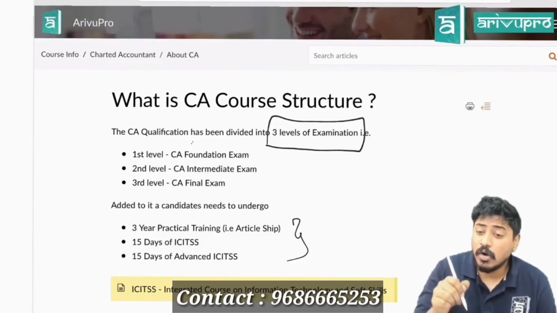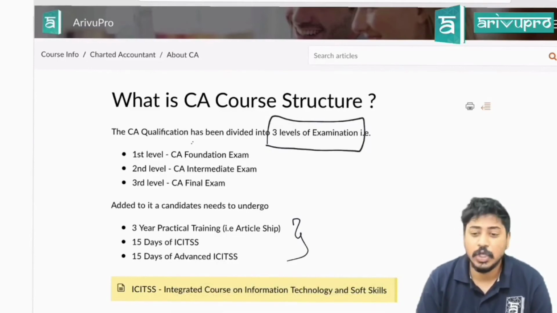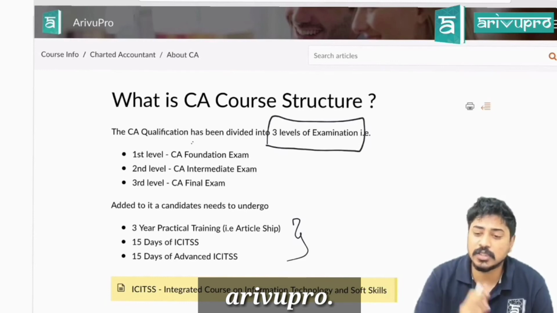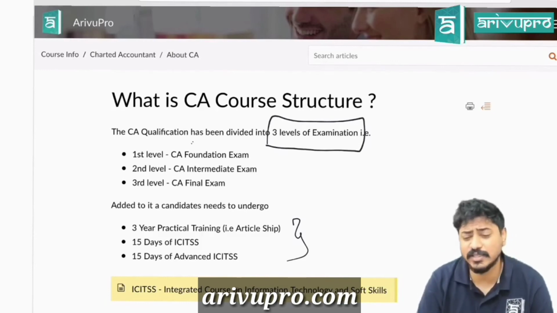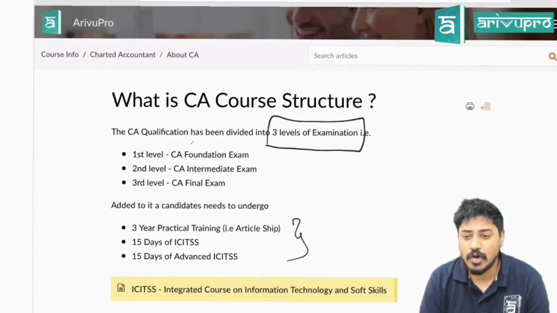So you need to clear all these 3 levels, as well as undergo 3 years of articleship, as well as 30 days of workshop training organized by ICAI. This is the course structure of CA.